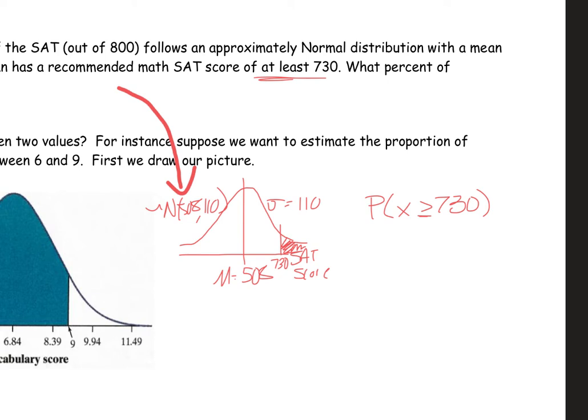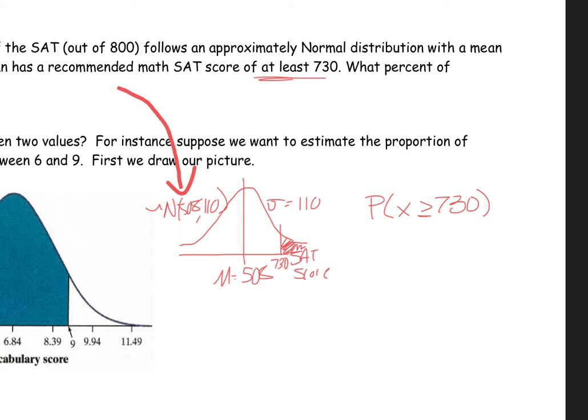But we learned the other day that's not going to make a difference when it comes to finding probabilities, because again, we're finding area under this curve, and there is no area at a specific point. So including 730 versus not including 730 is not going to make a difference. We're still going to look up that same z-score. It's not going to add any additional probability.